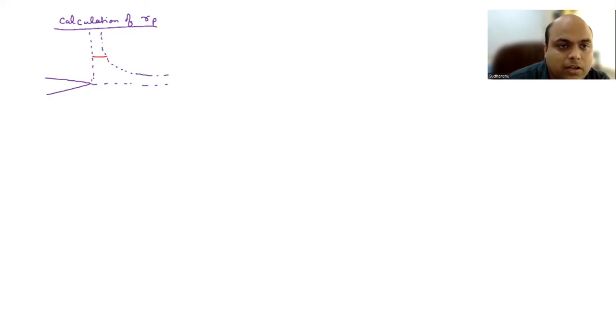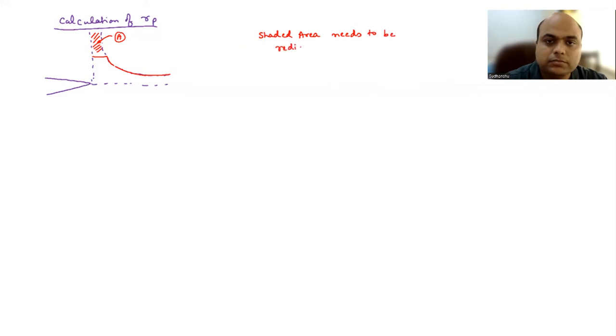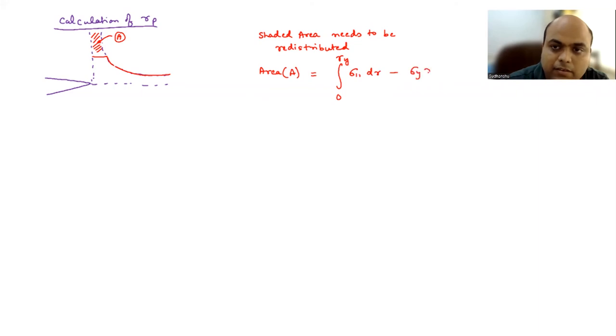Okay, so our new curve is like this, after small scale yielding, and this region needs to be redistributed. Let's say that this is A. So the shaded area needs to be redistributed. This area A, we can calculate as the integration from 0 to RY of sigma 11 dr minus sigma y RY.